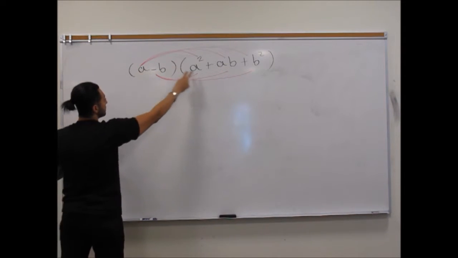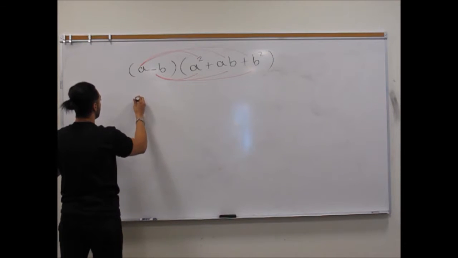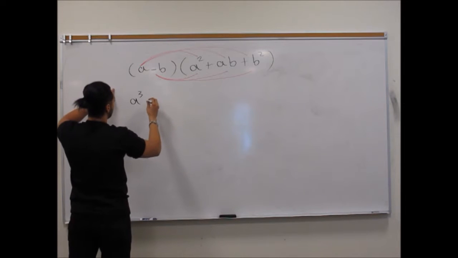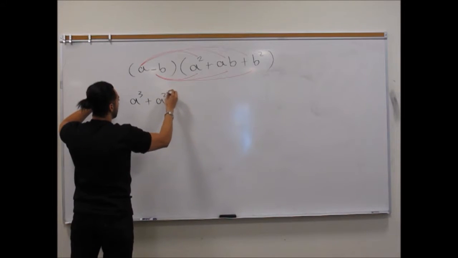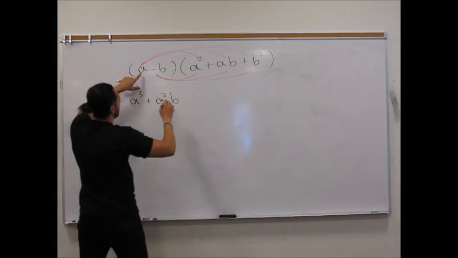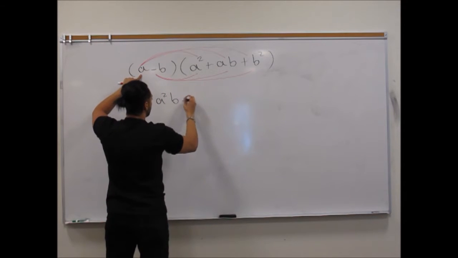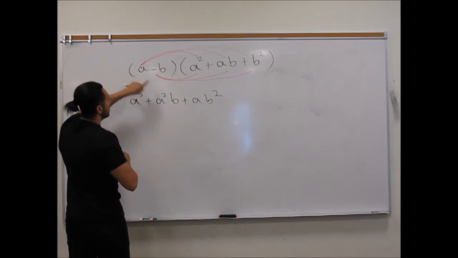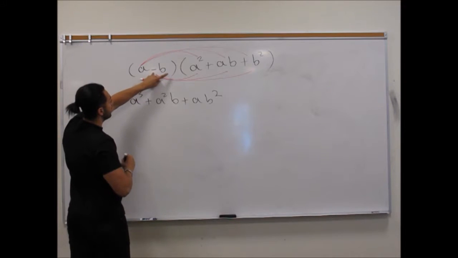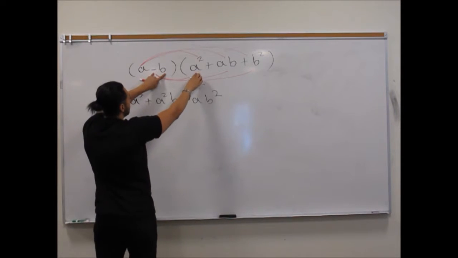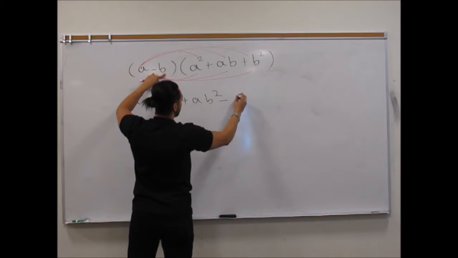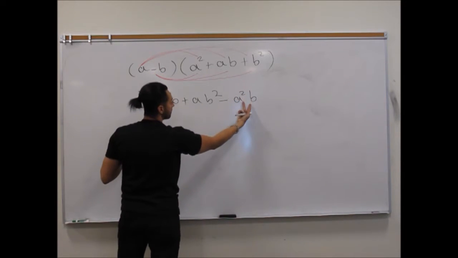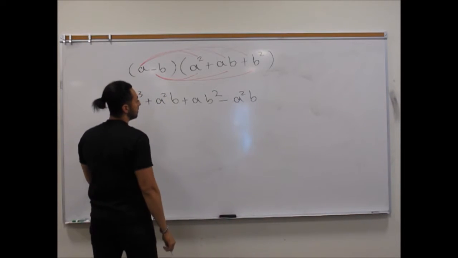You have a times a squared. That would give us a cubed. A times ab. That would give us a squared b. And then a times a b squared, that would give us ab squared. And that's it for the first term. Moving on to the second term, you have a negative b being multiplied with a squared, which would be a negative a squared b. Doesn't matter if you write the b first or the a first. I just did it in that style.